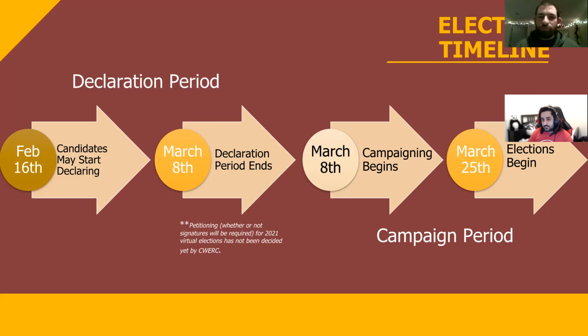And then, of course, March 25th is when the elections actually begin. What are the dates for elections? Let me check real quick. March 22nd to March 25th. Okay, so that's when it ends. Gotcha. So March 22nd. The dates are a little wrong, but that's 4 days: 22nd, 23rd, 24th, 25th. That's 4 days of voting.